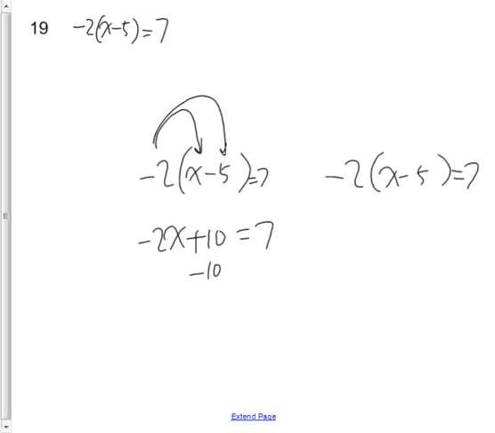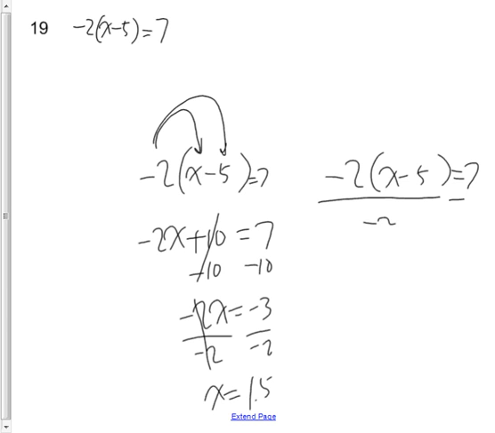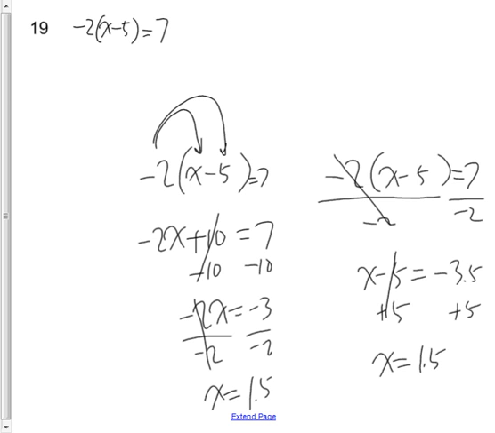Now you just treat it like a regular two-step algebraic equation. Divide by negative 2. X equals positive 1.5. On the other side, you could actually divide both sides by negative 2. That's the other way to do it. Instead of having negative 2 groups, you would have one group of x minus 5 equals negative 3.5. Add 5 to both sides. X will still equal 1.5.